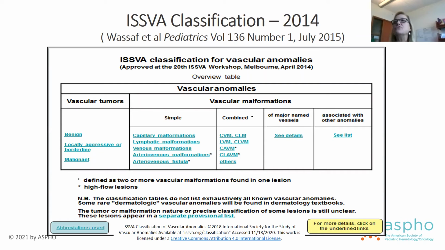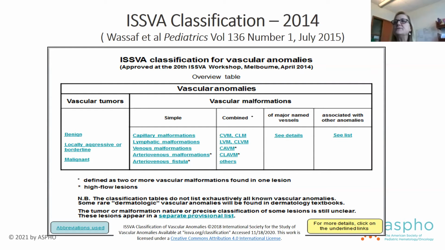We have come incredibly far with our classification, and it is important for you all to know the classification so you know how to treat these diagnoses. And on the board evaluation and exam, there will be diagnoses that you will need to understand. So it's important that you have an understanding of this classification.